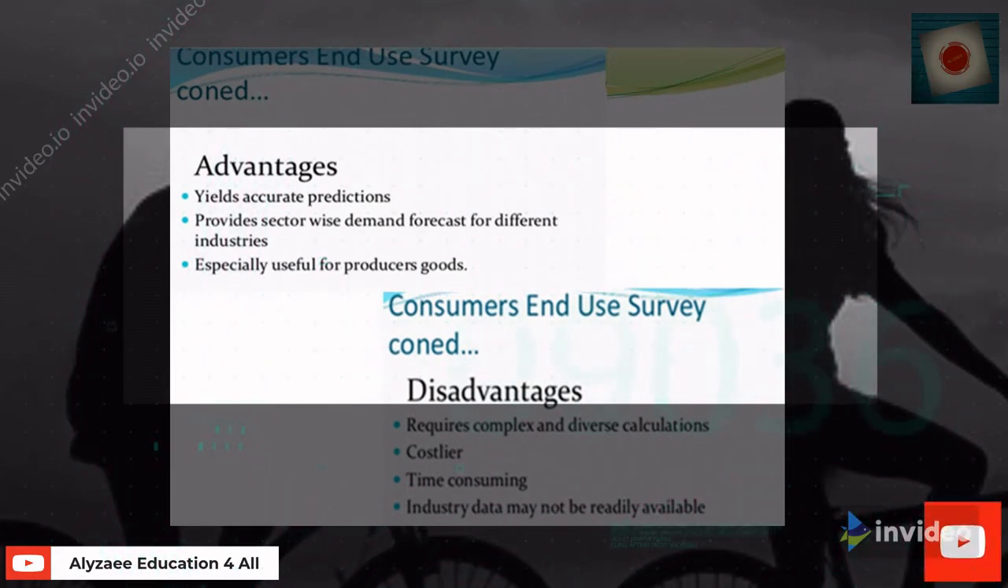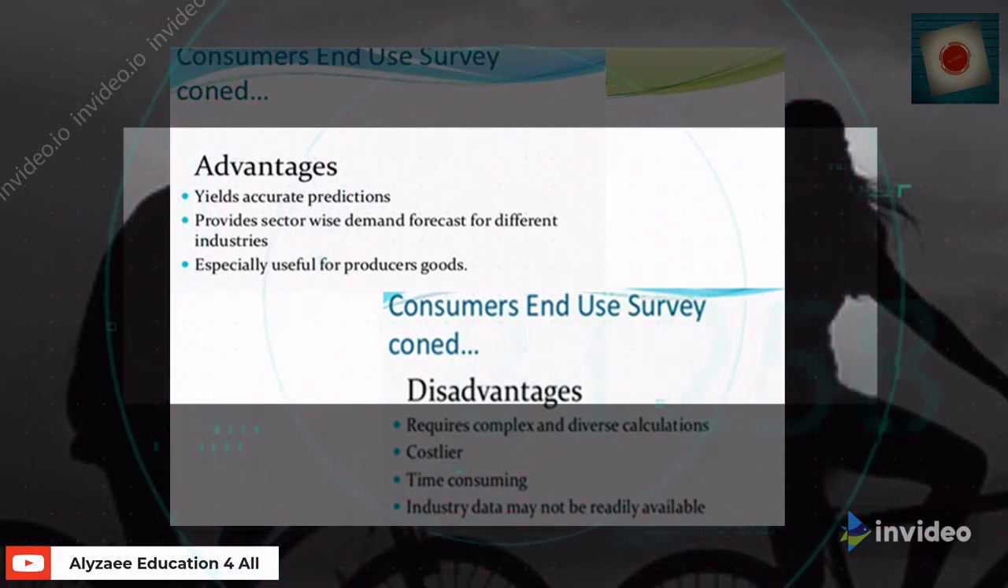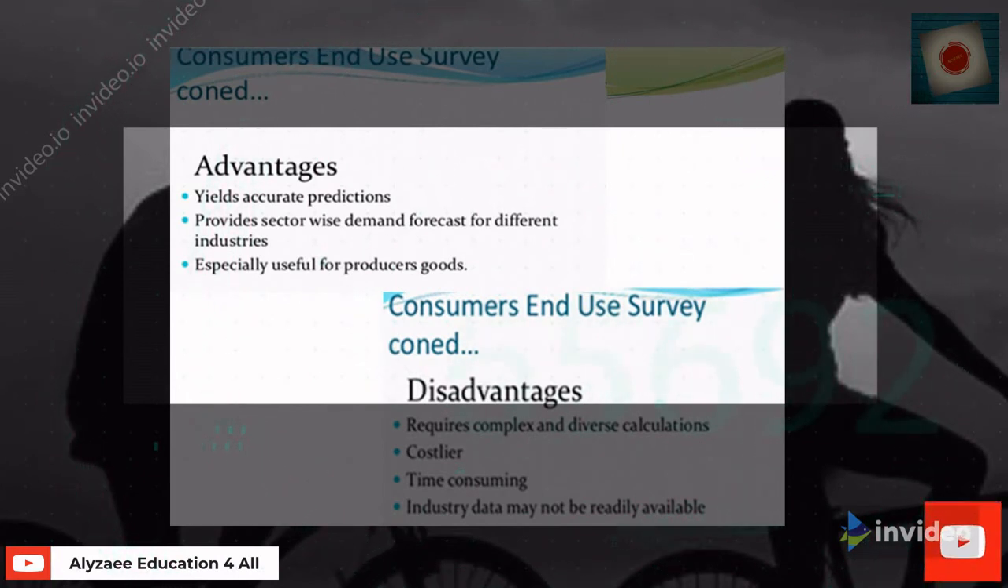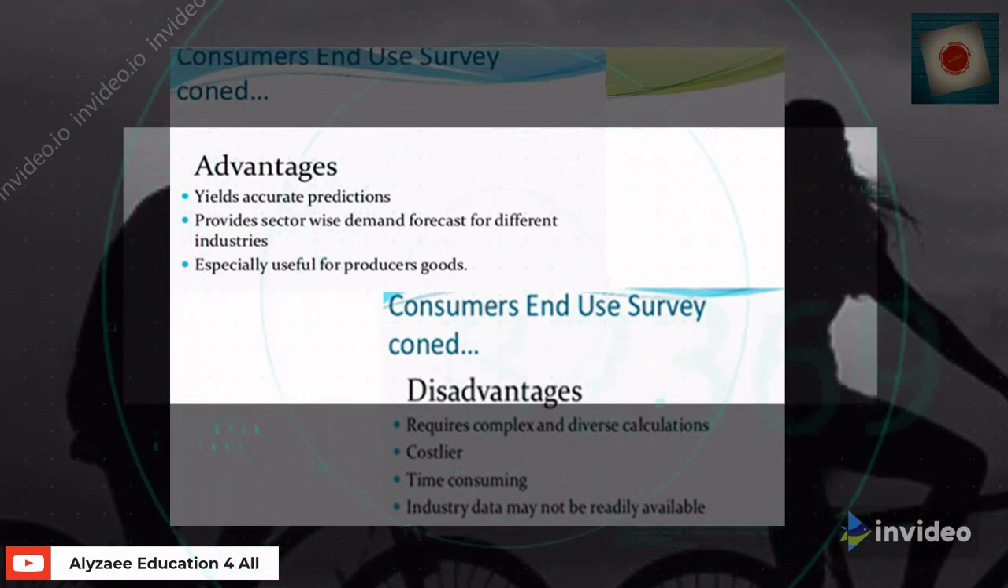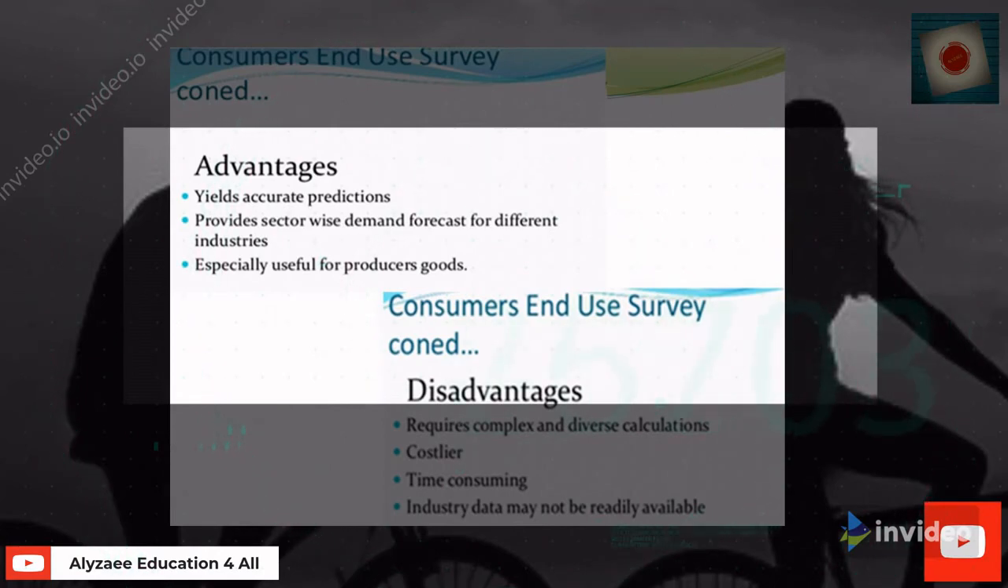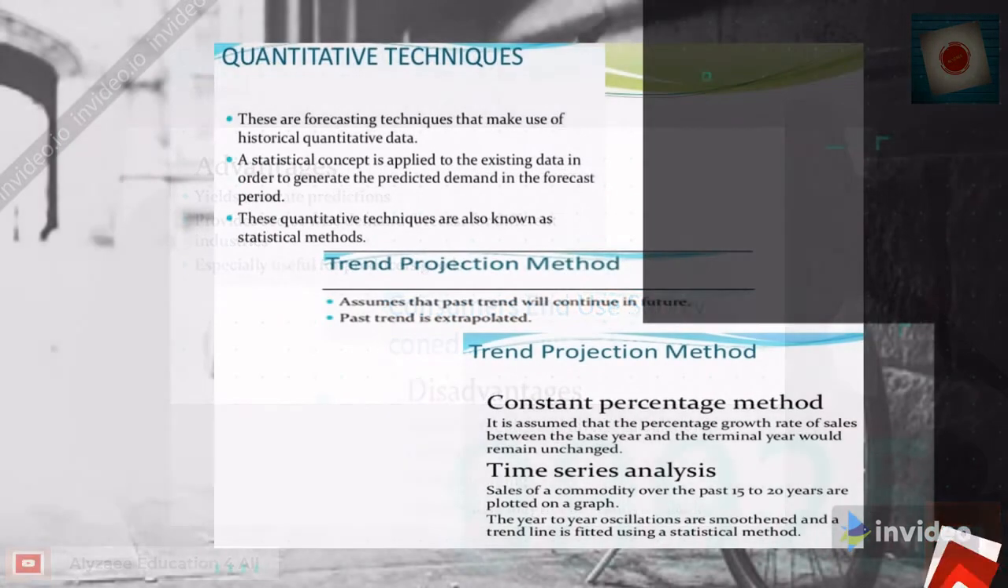It yields accurate predictions and provides sector-wise demand forecasts for different industries, especially useful for producers' goods. Disadvantages: it requires complex and diverse calculations. It's costlier, time-consuming, and industry data may not be readily available. You have to put certain efforts into it, and even then you may not have 100% data with you.